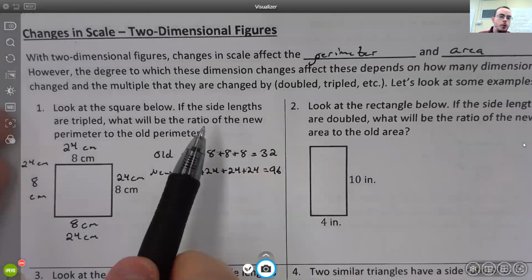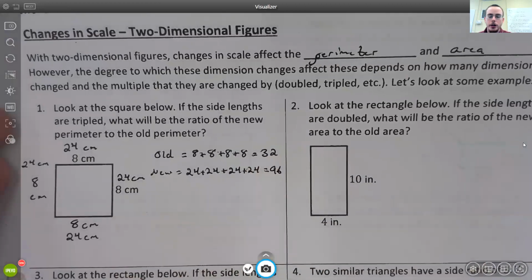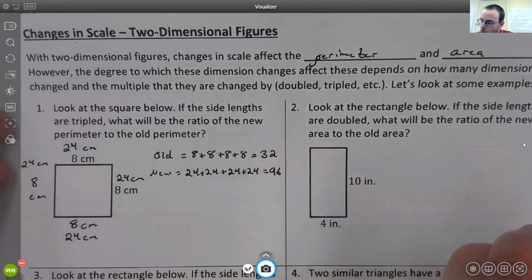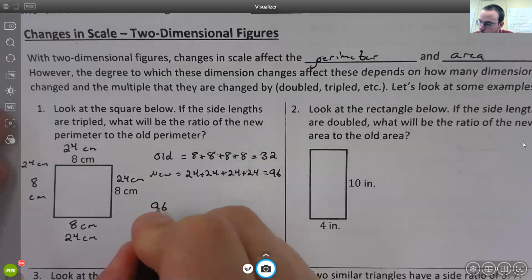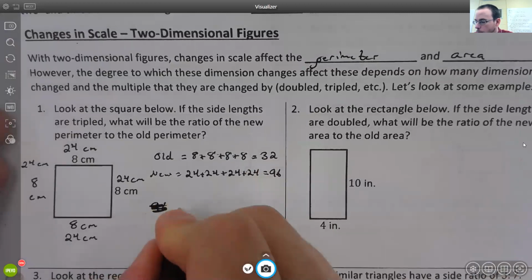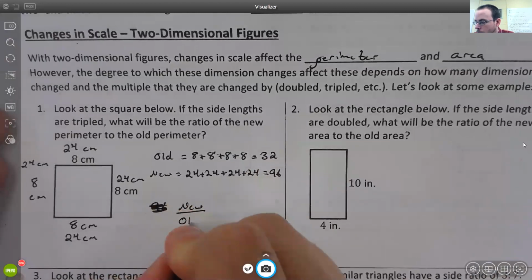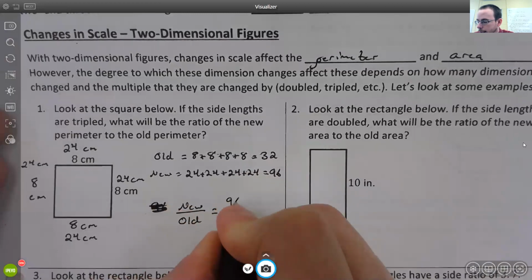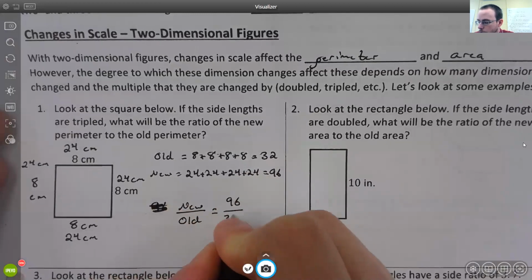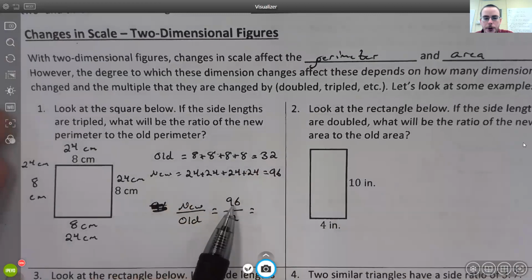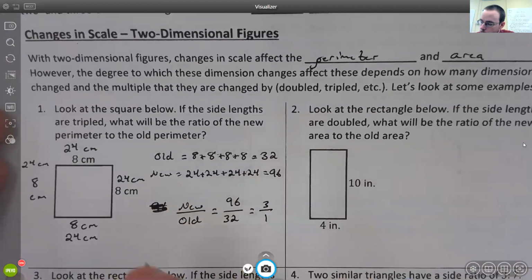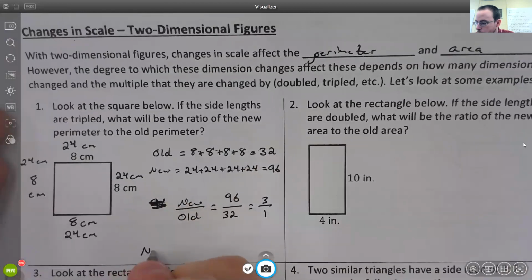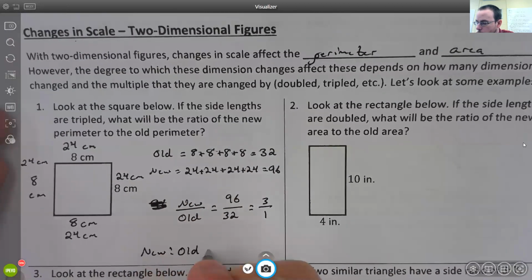And it wants to know the ratio of the new perimeter to the old perimeter. Well, you do new over old. Your new perimeter is 96. Your old perimeter is 32. And if you divide those, you get 3 over 1. So your new to old ratio is going to be equal to 3 to 1.